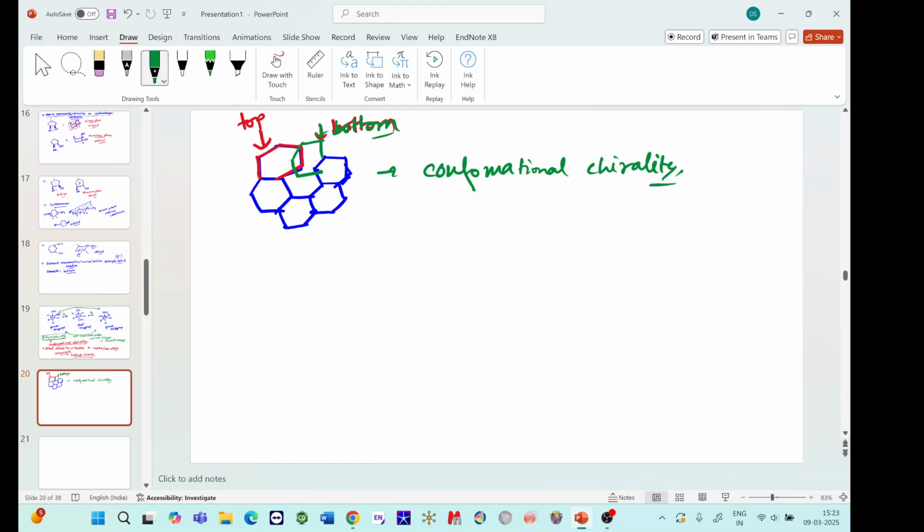Then following the same way, what are diastereomers? Already discussed. Don't have mirror image.